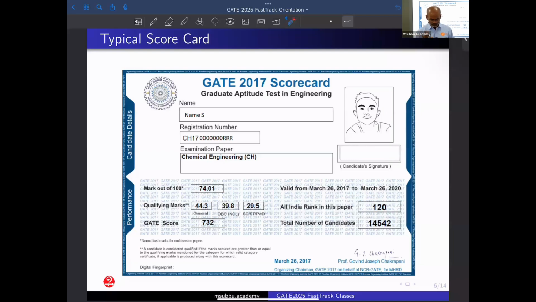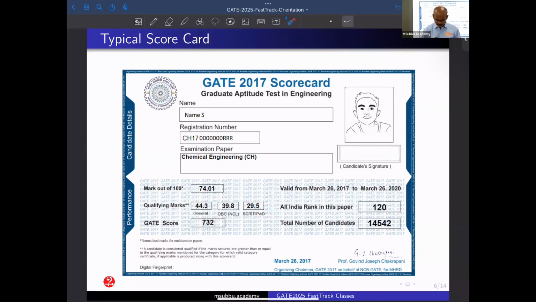There are also scores having validity, but normally the industry, the MNCs or the PSUs, look for the current score. In that way, sometimes they consider it. Okay, all of you know this: there are qualifying marks for each category, and normally they specify a minimum mark of about 25. That is for the general category.